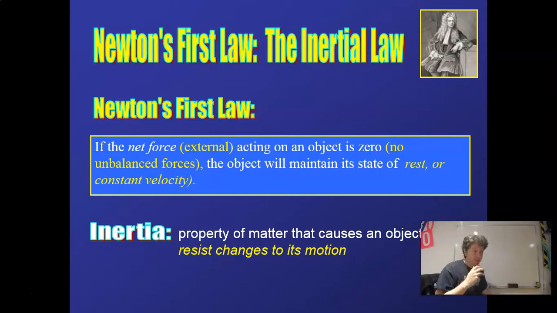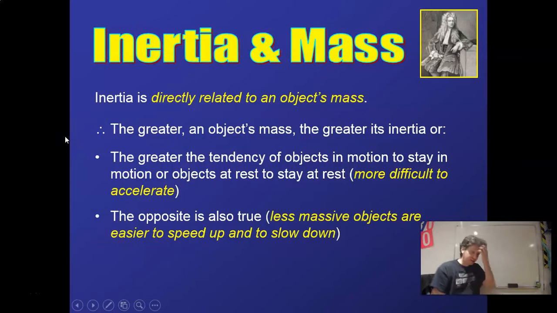Now, it is true that objects with a lot of mass have a lot of inertia, but be careful to say that inertia is mass because it's not. Okay, go to the next slide here. Inertia is directly related to an object's mass, so it is true that the more mass an object has, the greater its inertia is, but mass is not inertia. Mass simply has inertia.